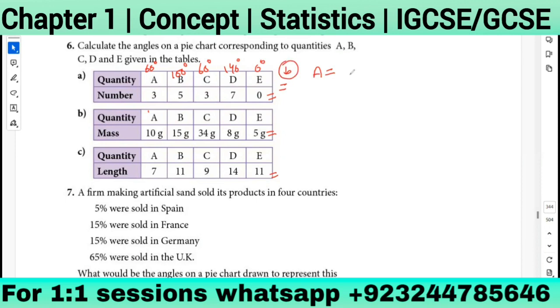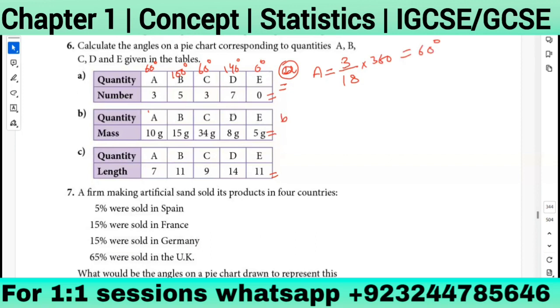Yes, they're equal to 18. Okay, we are doing part A. It is 3 by 18 into 360, which is equal to 60 degrees. In a similar way, we can do all of them.